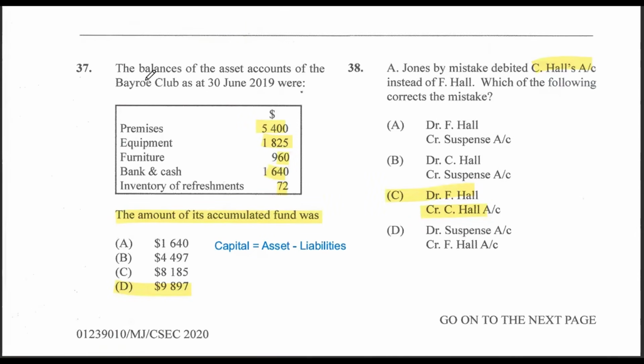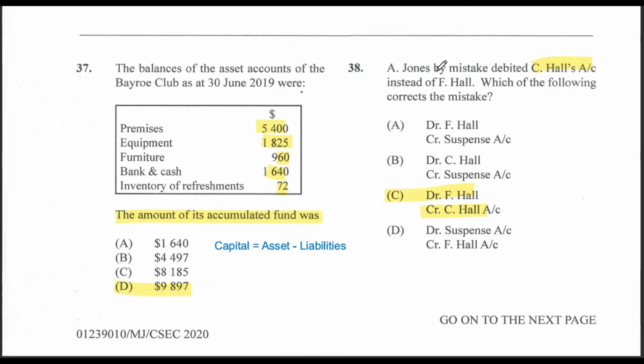Now, in question 37, the balances of the asset accounts of the Payroll Club as at 30th June were as follows. We do have some assets here. They're asking us for the accumulated fund. Now, accumulated fund is just another name for capital. Capital, as we all know, is assets minus liabilities. So, in this case, for this non-profit organization, accumulated fund will be assets subtract liabilities. Remember, all of these are assets here, so we're going to add them up. Total 9,897 for question 37.